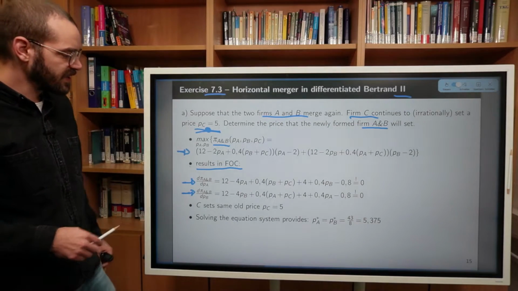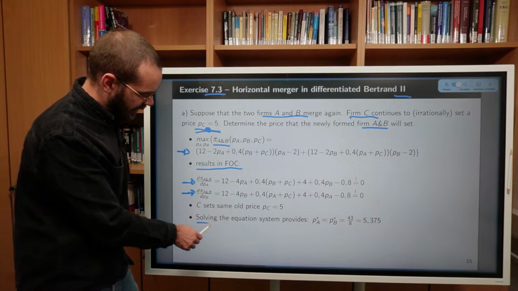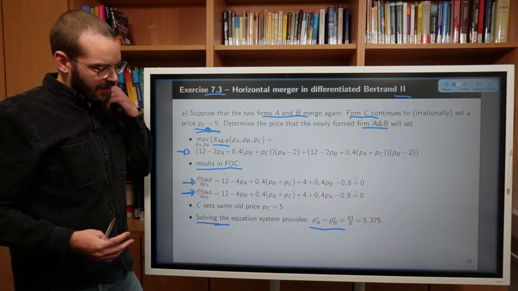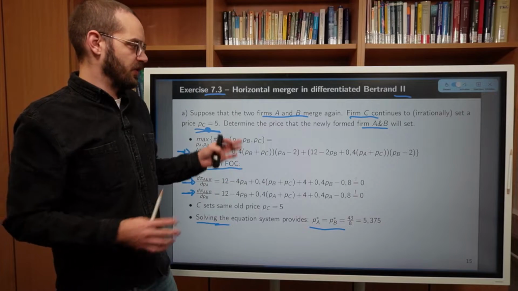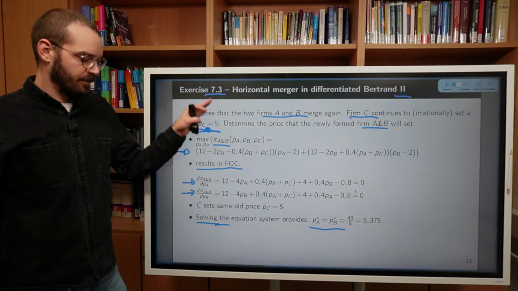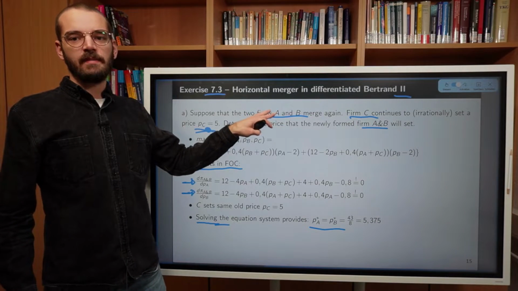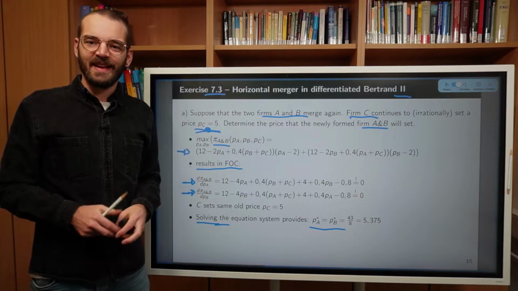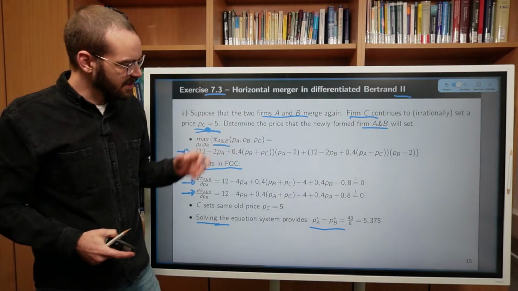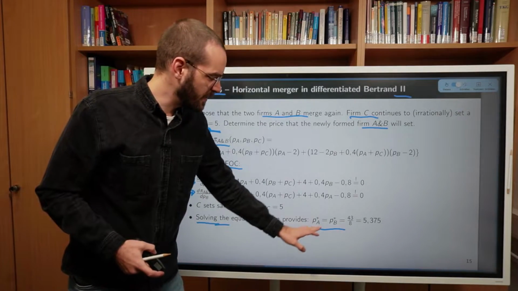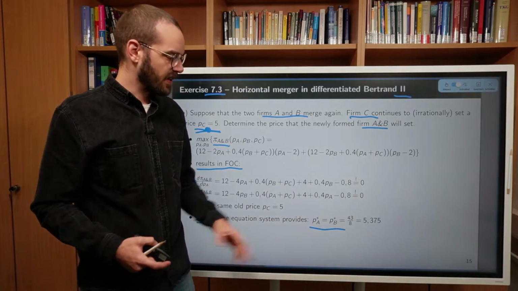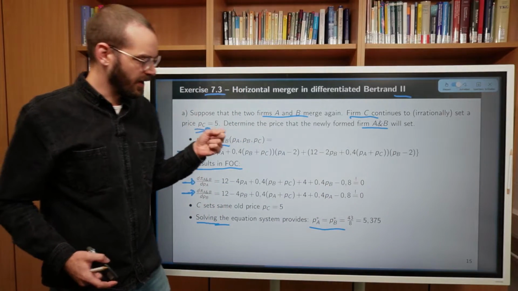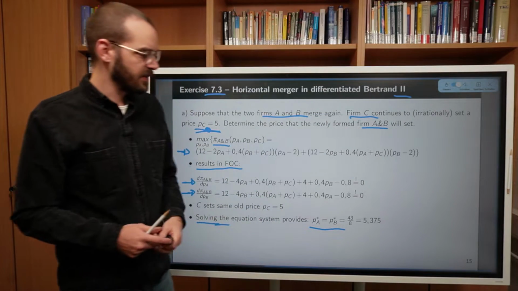We can then solve this and find out, as it is written down here, solving the equation system then provides that the market price in this situation, the price that will result given a profit maximizing behavior of firm A and B and a sticky pricing behavior of firm C, that the prices that will result under these conditions will be PA star equal PB star equal to 43/8, or as a decimal, 5.375.